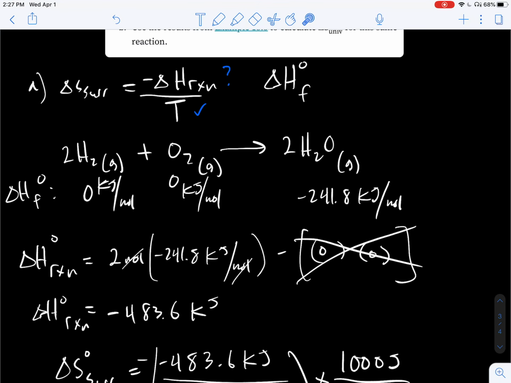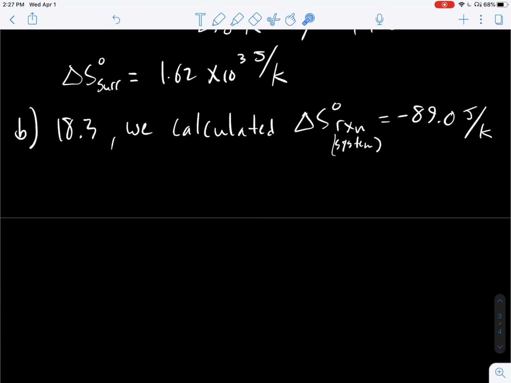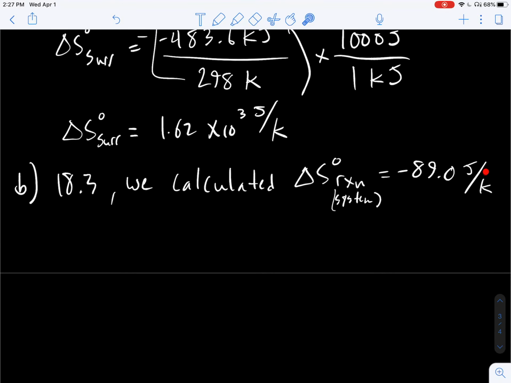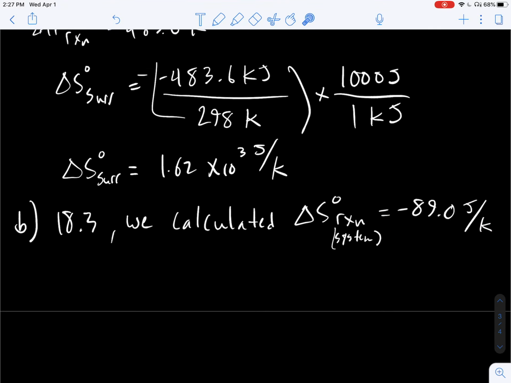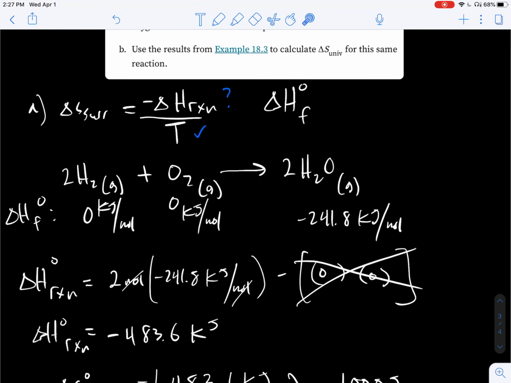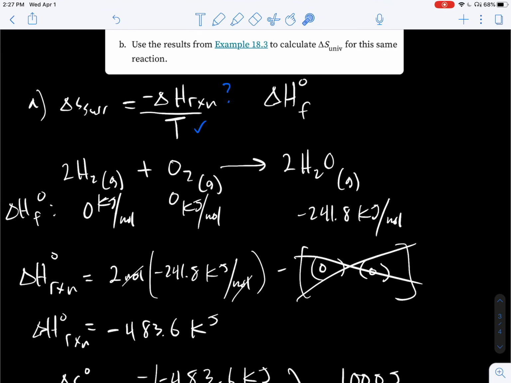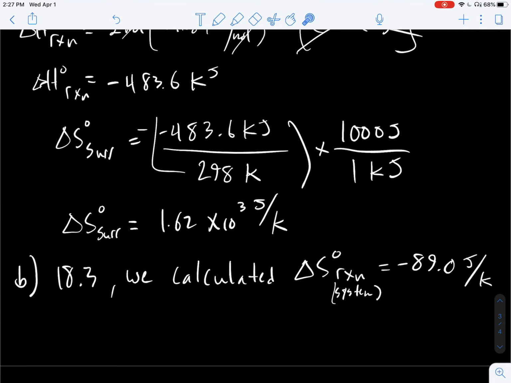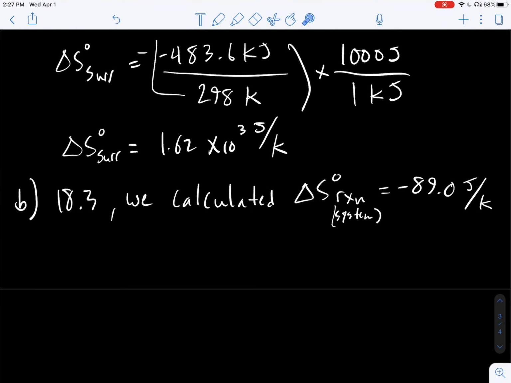So going from this to this decreased, apologies, a negative value. We got more ordered. We have less randomness. We went from 3 moles of gas down to 2 moles of gas. So yeah, we got less random. So that was the number we got in 18.3.